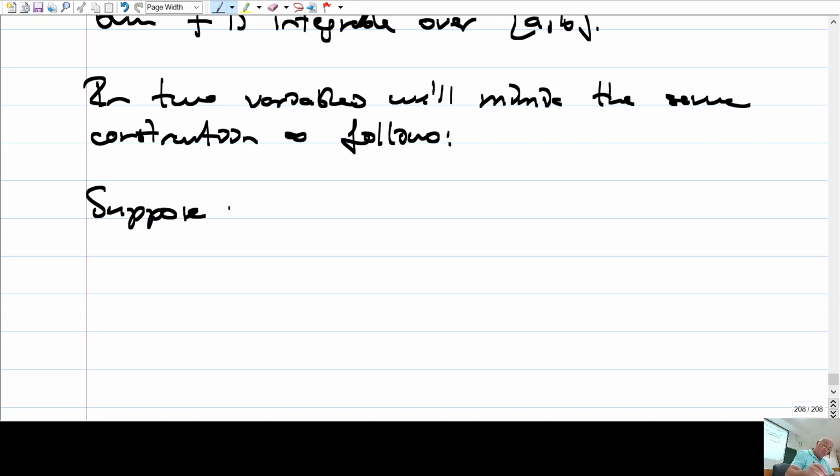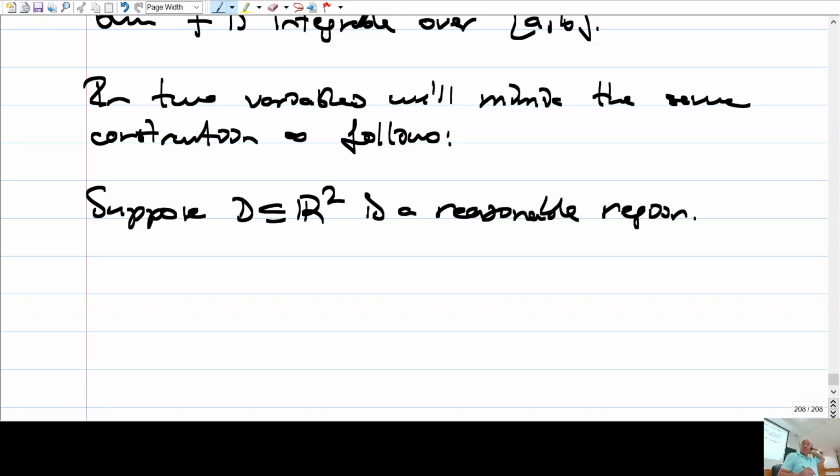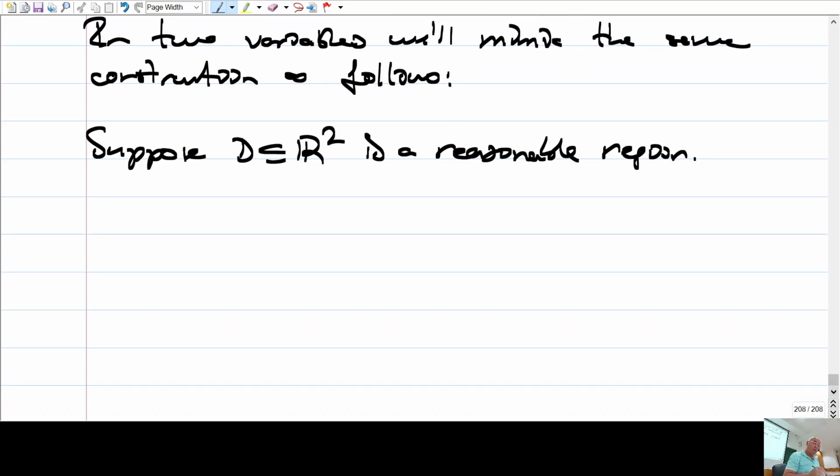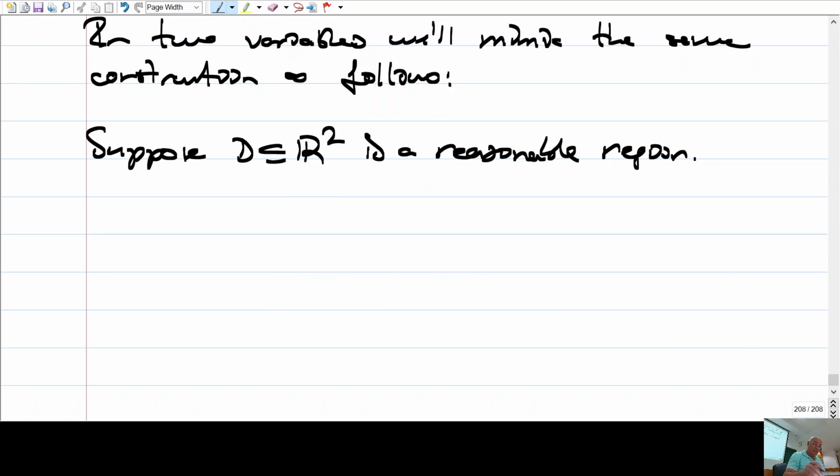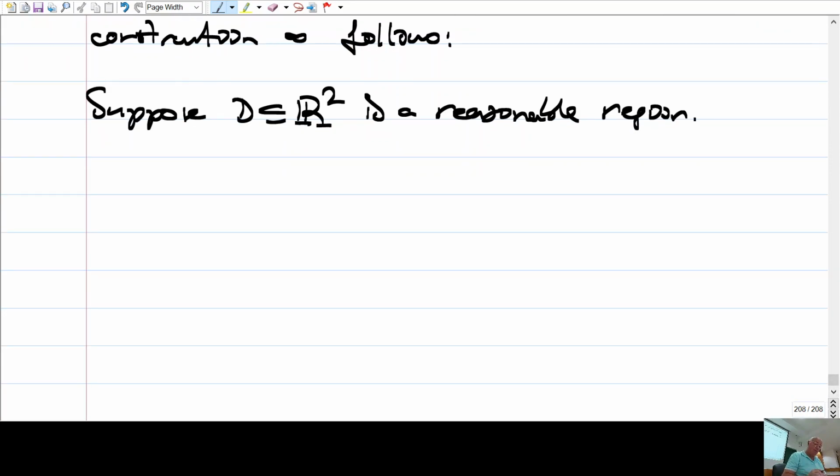Suppose D in R2 is a reasonable region. What's a reasonable region? Well, I will not tell you about that. Actually, anything you can consider is reasonable. But in general, this D can be very weird. I will talk about those. But anything you may consider right now, something like this, or this, or something like this with some holes. These are all reasonable regions, but there are some regions where things are really complicated. I will talk about them later.